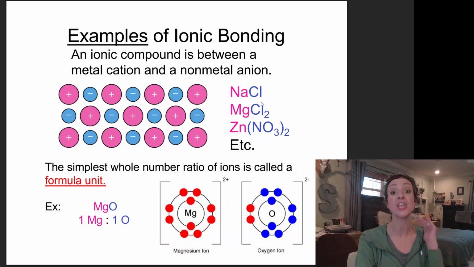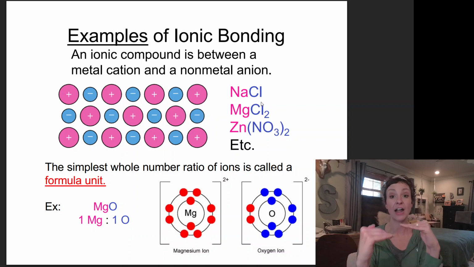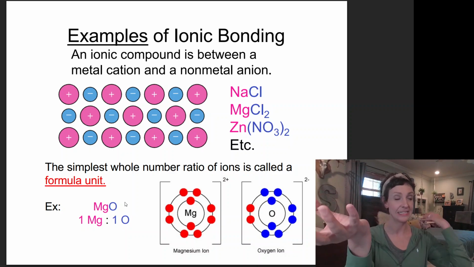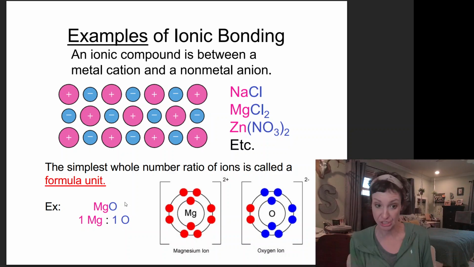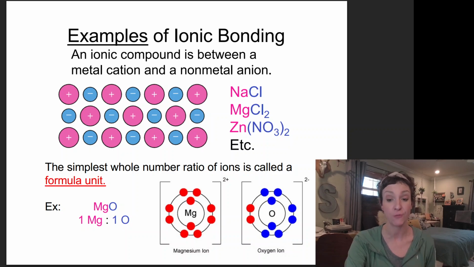So when I'm writing this formula, that's the formula unit. That just shows me the ratio of how many of each ion you need to have in that entire crystal lattice structure in order for those charges to balance. Okay, so this lets me know if I were to take a sample of magnesium oxide, I would have 1 magnesium ion for every 1 oxygen ion. There would not be more oxygens or more magnesiums. They would be found in equal amounts. That simplest whole number ratio is called a formula unit for an ionic compound.